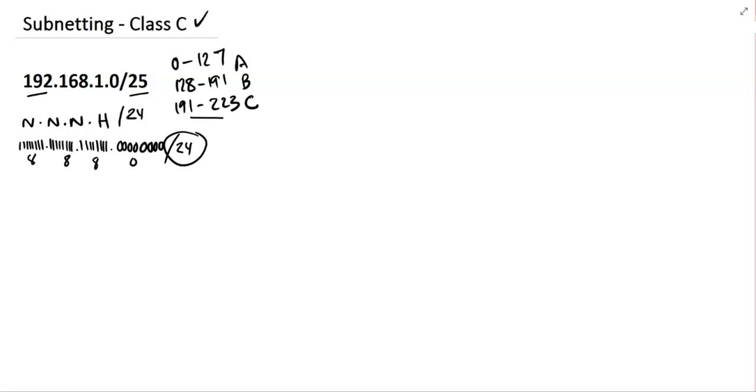But the problem we have, it's not 24 anymore, it's 25 in this example. And this will be different. So to get 25, we have to have the 24 first and borrow 1 from there. So 1, 2, 3, 4, 5, 6, 7, 8.